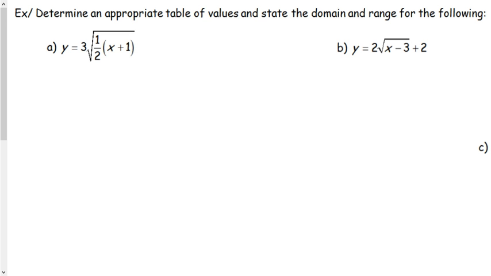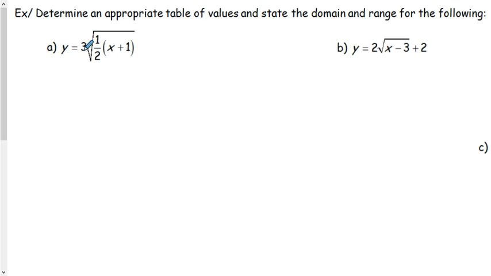Okay, the last thing I want to do is take you to this example, and we're going to put Desmos to work a little bit for us here. We're going to determine a table of values, and then we're going to say the domain and range for the following. So we started with our parent function of the radical function. So y equals root x, right? Or as we're used to calling it now, f of x equals square root of x. That's our parent function that we're using here. But we've done some transformations to it. So let's see what those are going to look like on Desmos, okay?